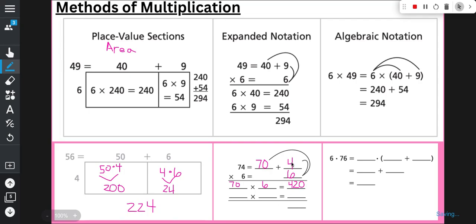My next one would be the 4 on top needs to multiply by the 6 on bottom. So everything on top has to multiply with everything on the bottom. 4 times 6 is 24. I like to line my numbers up in these columns at the end, so when I add my partial products together, I can get my answer a lot faster because they already were lined up. And this answer is 444.